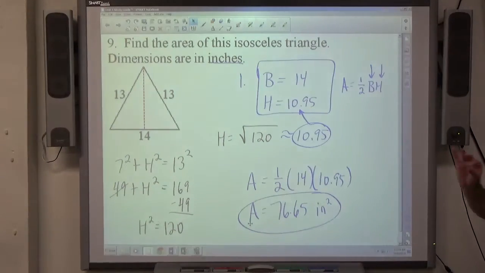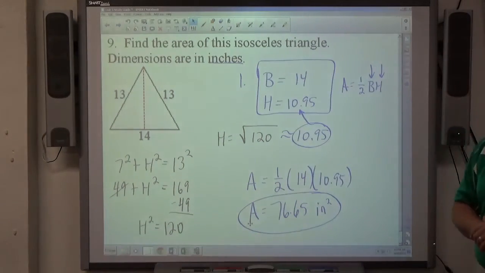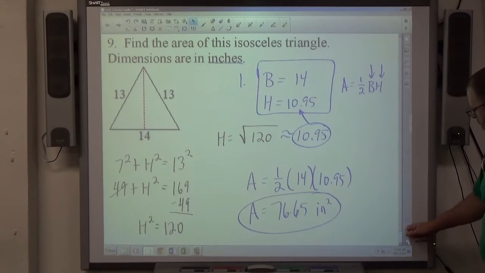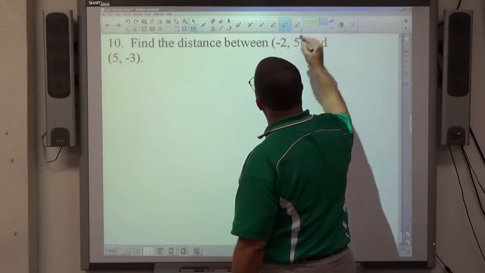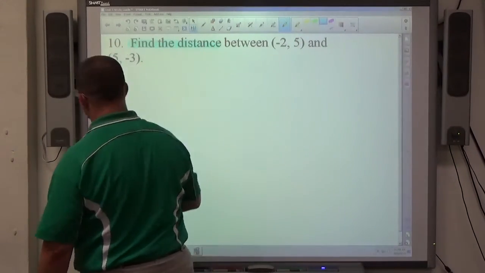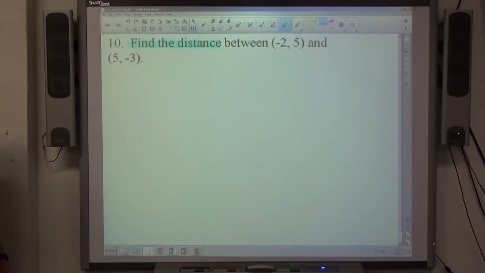Don't skip steps. Don't try and cut corners on that. Just follow the procedure exactly as it is, and it shouldn't be very difficult. Number 10. I want everybody to focus clearly on the directions: find the distance. It does not say find the equation of the line, it says find the distance. How far apart are these 2 points?